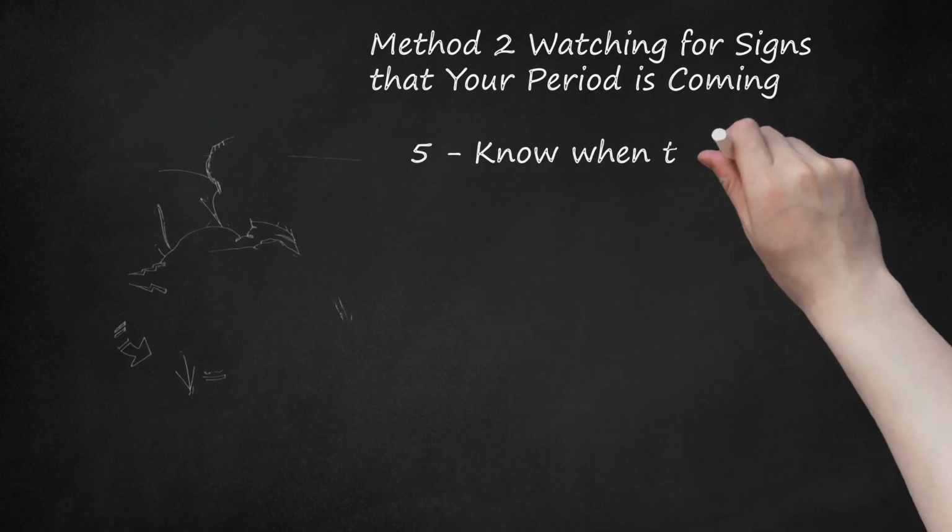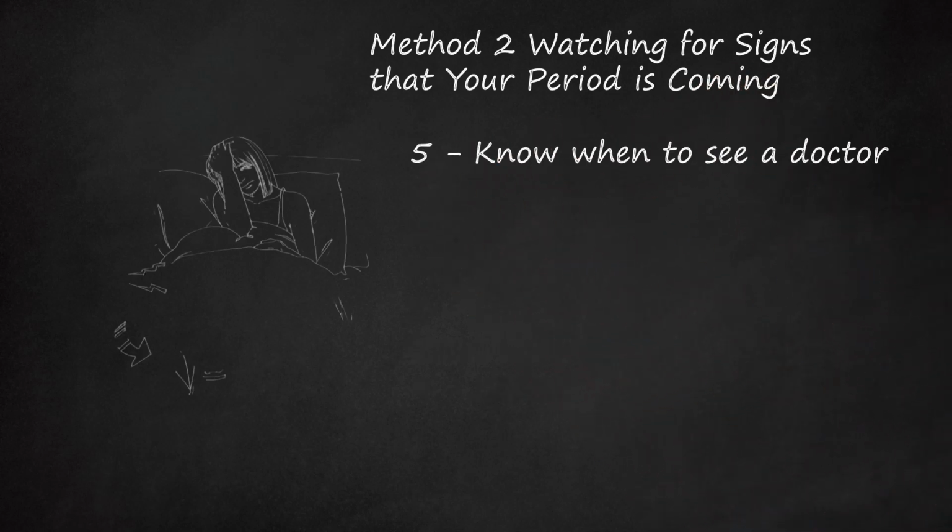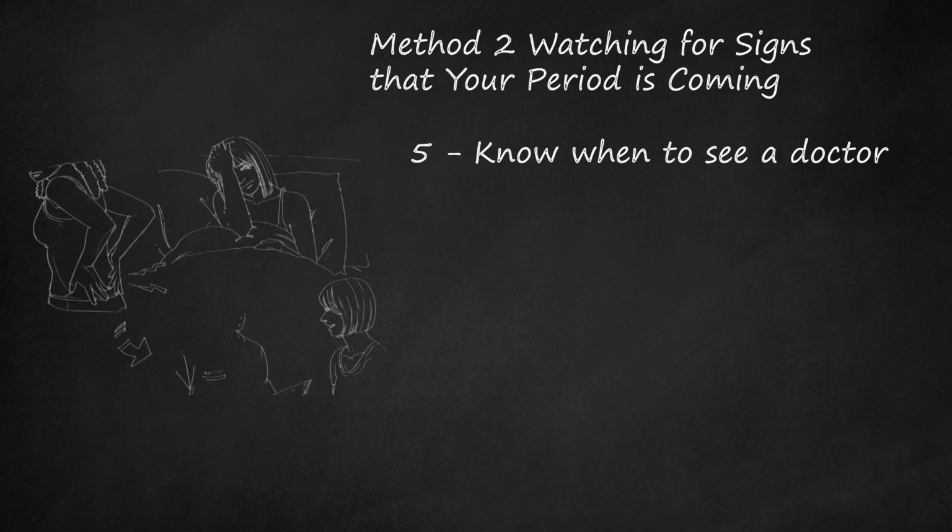5. Know when to see a doctor. If you experience 5 or more of these symptoms and find that your PMS is keeping you from doing your usual activities, you may have premenstrual dysphoric disorder, PMDD. Your doctor may prescribe you antidepressants, prescription pain medication, or the birth control pill to manage your symptoms. Counseling and therapy may also be helpful for dealing with the emotional aspect of PMDD.